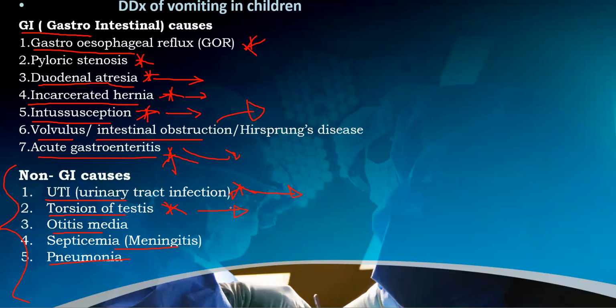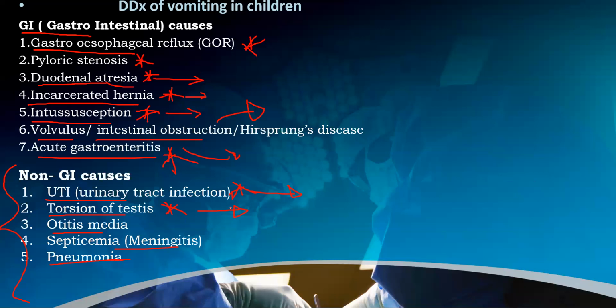Now, it's very hard to ask questions in testicular torsion cases, but you can always find it out in the physical examination. Or you can ask the mother, have you noticed any redness in the genitalia or private area? Otitis media, septicemia, and pneumonia, we are asking.